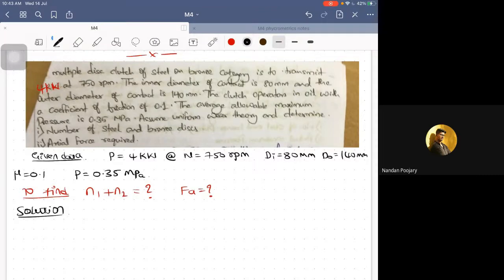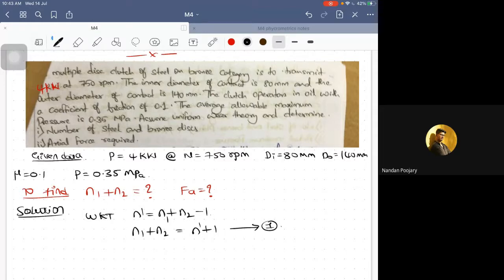So the first thing you have to make clear is that n dash is equal to n1 plus n2 minus 1. So from this, n1 plus n2 is equal to n dash plus 1. I will take this as equation 1, which I will use further.